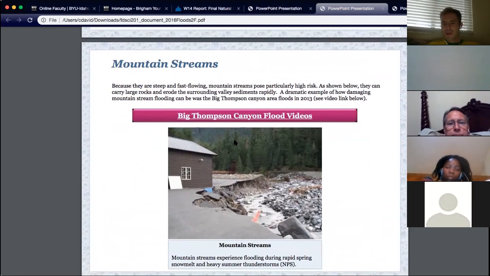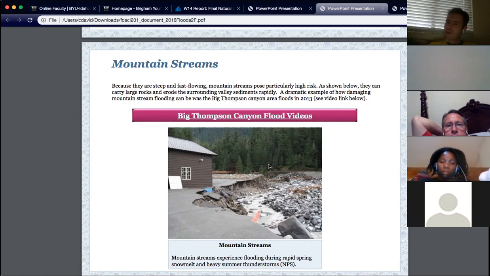Then you've got mountain streams. These are a lot straighter, a lot faster moving. This is your whitewater rafting stuff, your big rapids and everything like this. And when you get flooding, that comes roaring down here. These move really quick. They can carry huge boulders and big cobbles and everything.